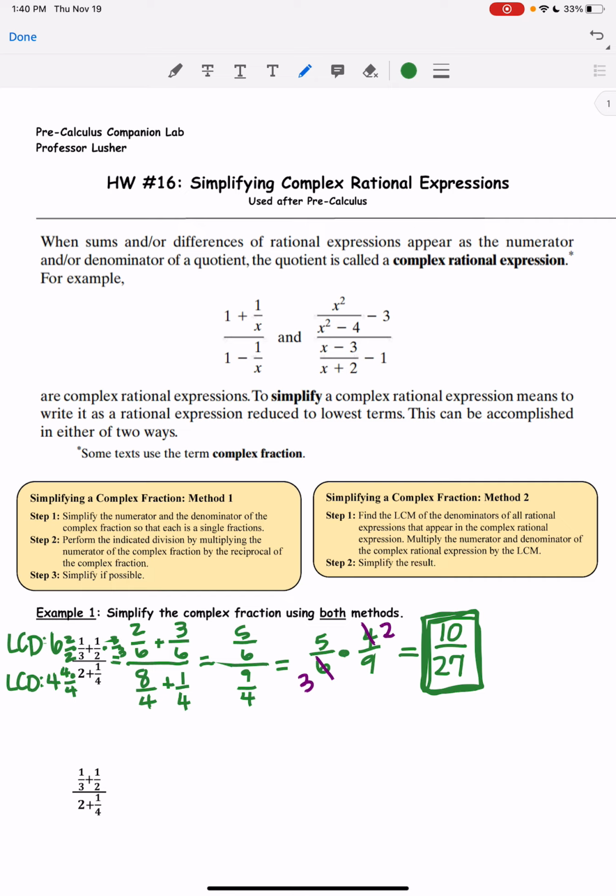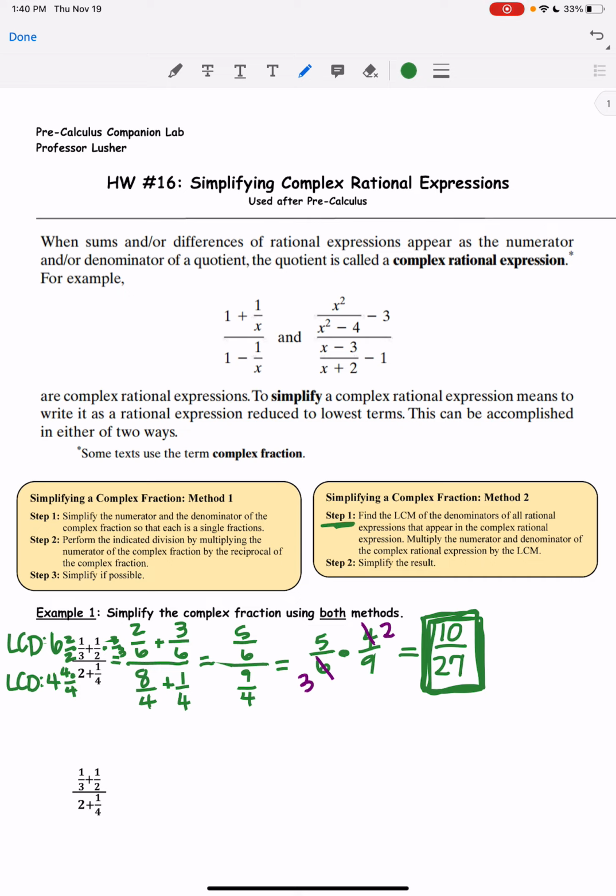Okay, so that's method 1. Not the friendliest of things, right? I show you example 1 in case you like it more. I personally like method 2 so much more.